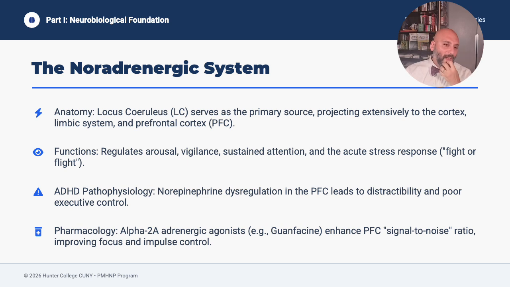Now notice how different this is from simply low energy or a lack of motivation. This is not a character flaw. This is a circuit level regulation problem. Pharmacologically, alpha-2 adrenergic agonists, such as guanfacine, work by strengthening prefrontal cortical networks, and they reduce the background noise and enhance the signal fidelity by stabilizing that neuronal firing in the prefrontal cortex.